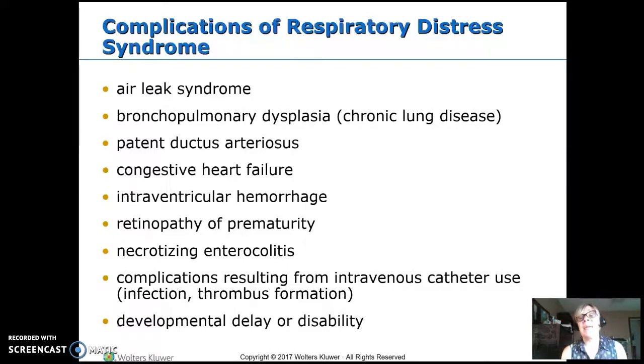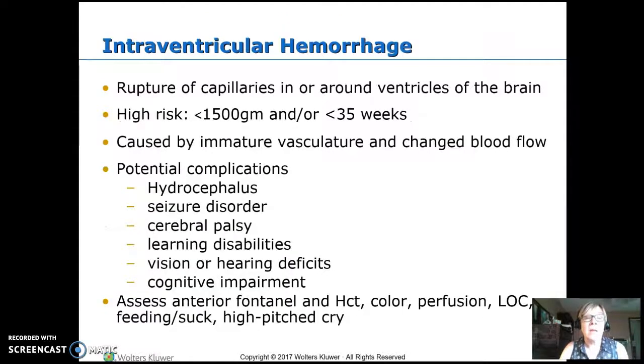Retinopathy of prematurity. Excessive oxygen does damage to the retinas. So we actually want to turn down the oxygen as soon as we can on these babies so that we maintain their vision. And they often have catheters, so we're at risk of complications from central lines, infections, and thrombus. And then developmental delay or disability are a risk as well.